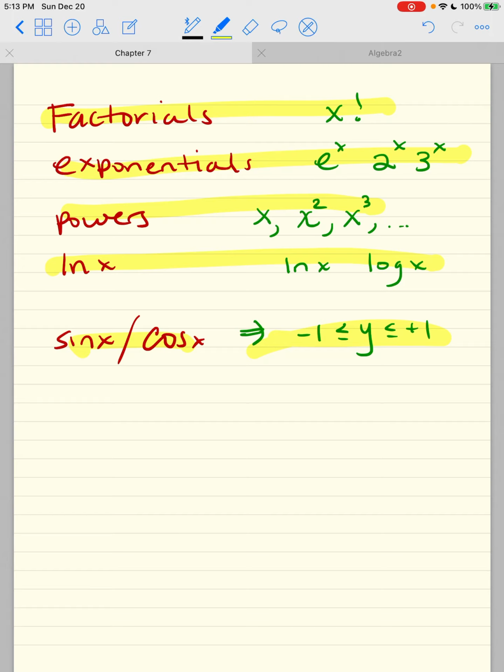So I hope this video was helpful. Remind yourself that you have to get it into the 0 over 0 or the infinity over infinity form before you can do L'Hopital's rule. And anytime you get 0 over 0, keep doing L'Hopital's rule.